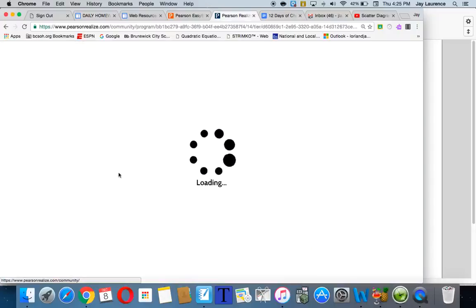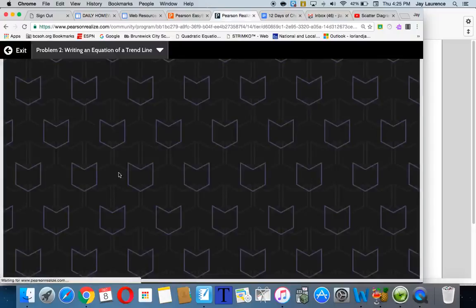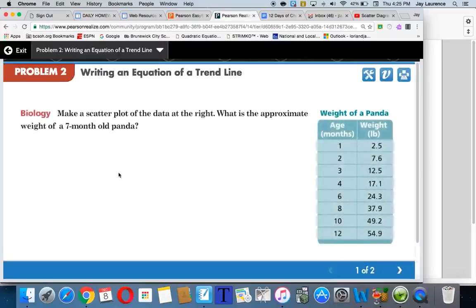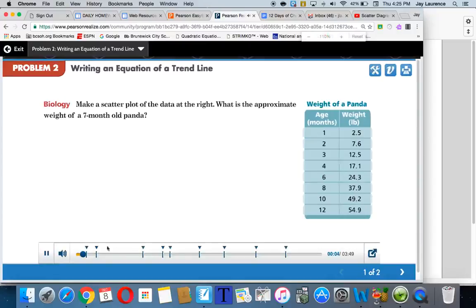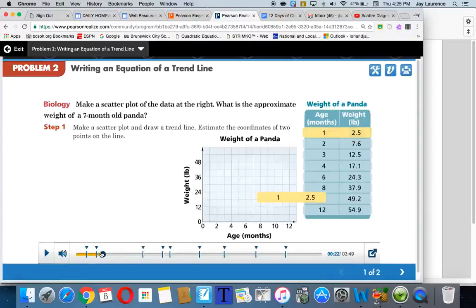All right, now, writing the equation of a trend line. In this problem, hold on, I can't seem to stop it. Okay, so we're going to make a scatter plot of the data, and here we go. These are graphing the points. Okay, and there we go. Now, you've got to be able to draw an effective trend line.